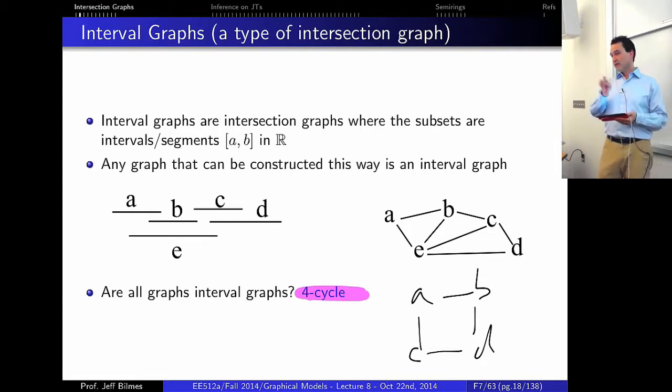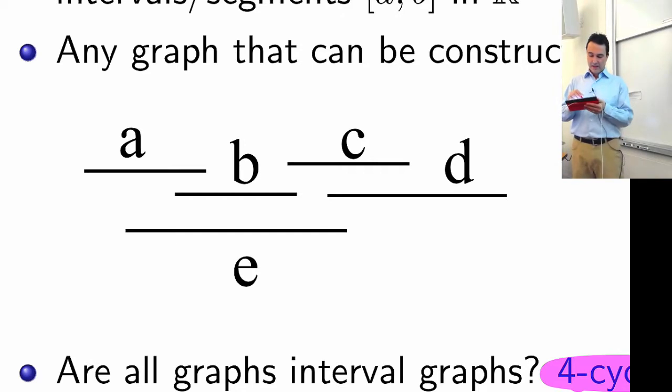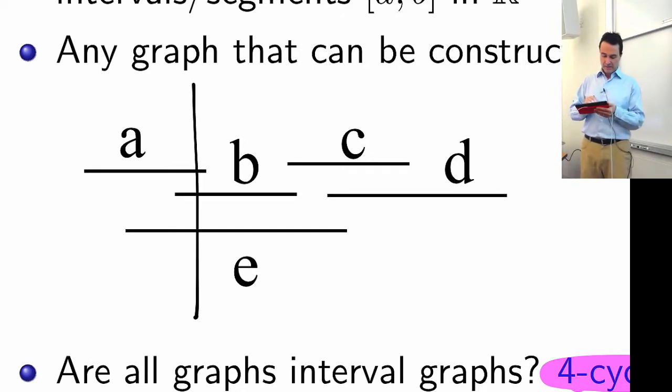It says that as long as the sets do not intersect, there's no edge. That's the definition. And intersecting of an interval means that they share a point in the real line, right? So think of these guys here. Remember, these are the line intervals. The idea is that if you take any vertical line, that must mean that A and B share an edge, A and E share an edge, and B and E share an edge.